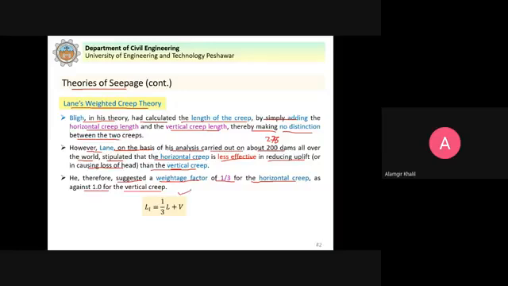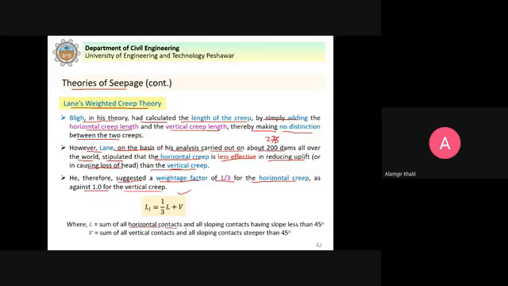So the creep length according to Lane's theory is then L by 3 plus V, where L is the sum of all horizontal contacts and all sloping contacts having slope less than 45 degree, and V is the sum of all vertical contacts and all sloping contacts steeper than 45 degree. So we give weightage 1 by 3 to the horizontal and 1 to the vertical creep, because he said horizontal creep is less effective in reducing uplift or causing loss of head as compared to the vertical creep.